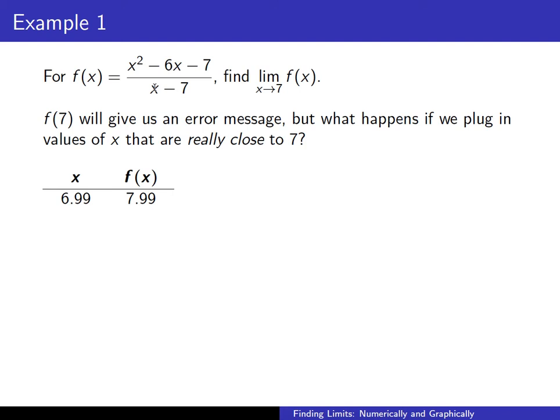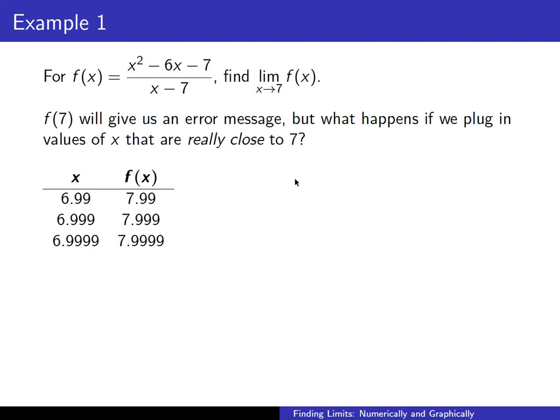If we plug in 6.99, for instance, we get 7.99 in return. Getting closer to 7 for x, 6.999, we get 7.999 in return. And getting even closer to plugging in 7 for x, we'll get a return value of 7.9999. So you might have a guess as to what value these numbers are getting closer to.